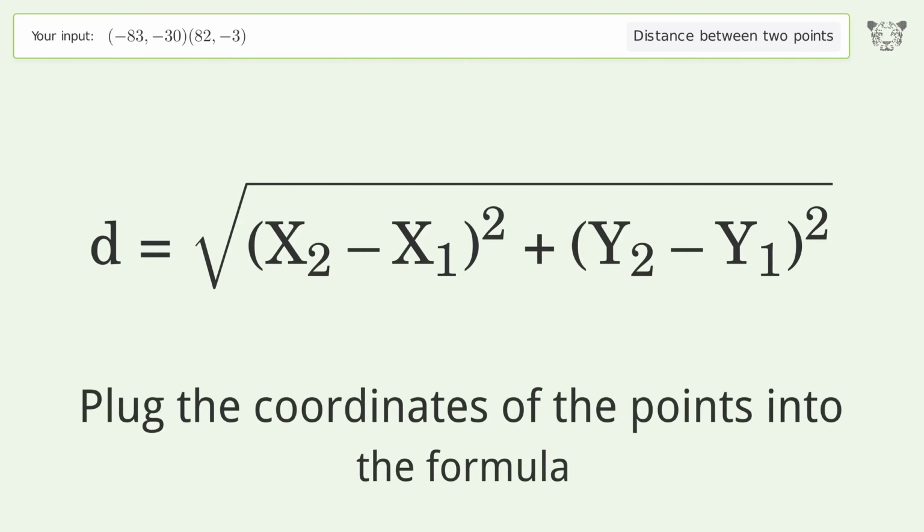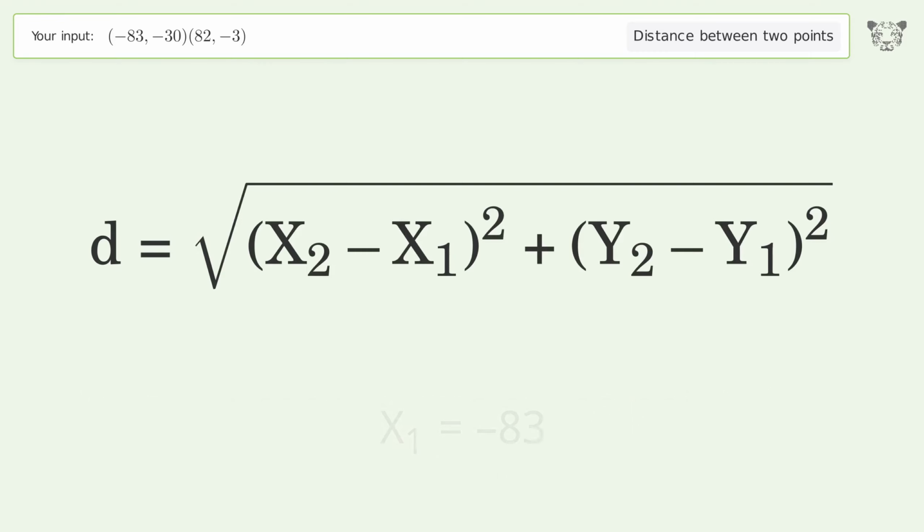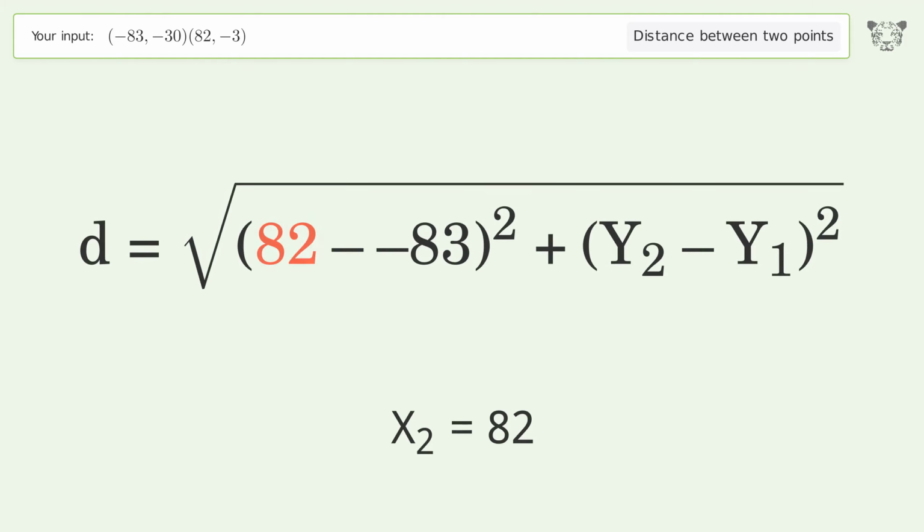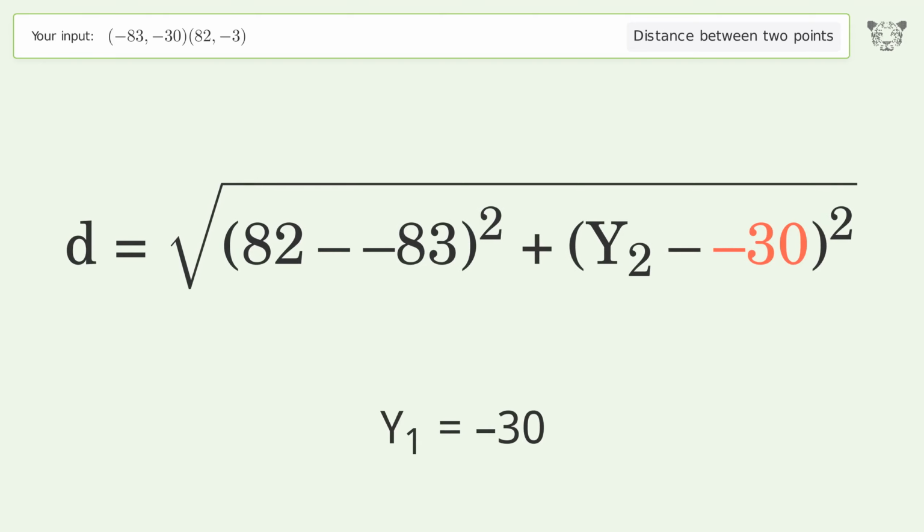Plug the coordinates of the points into the formula. x1 equals negative 83. x2 equals 82. y1 equals negative 30. y2 equals negative 3.